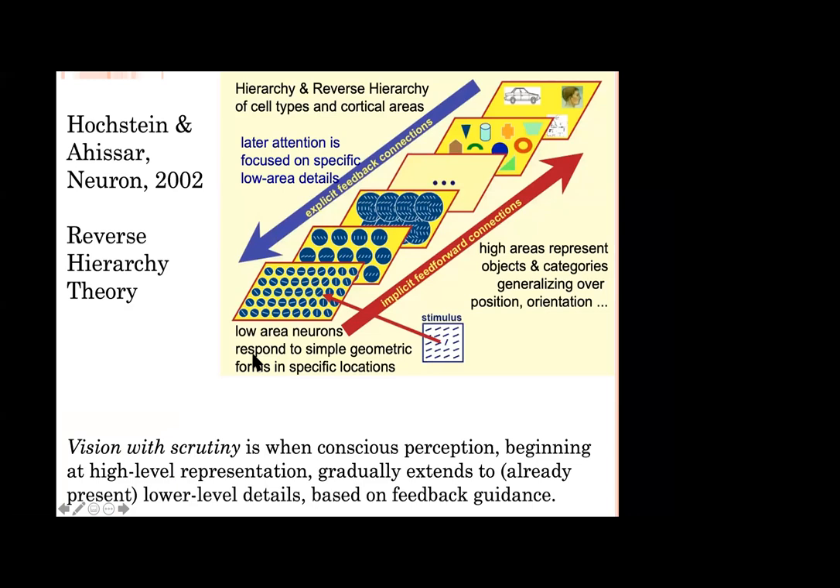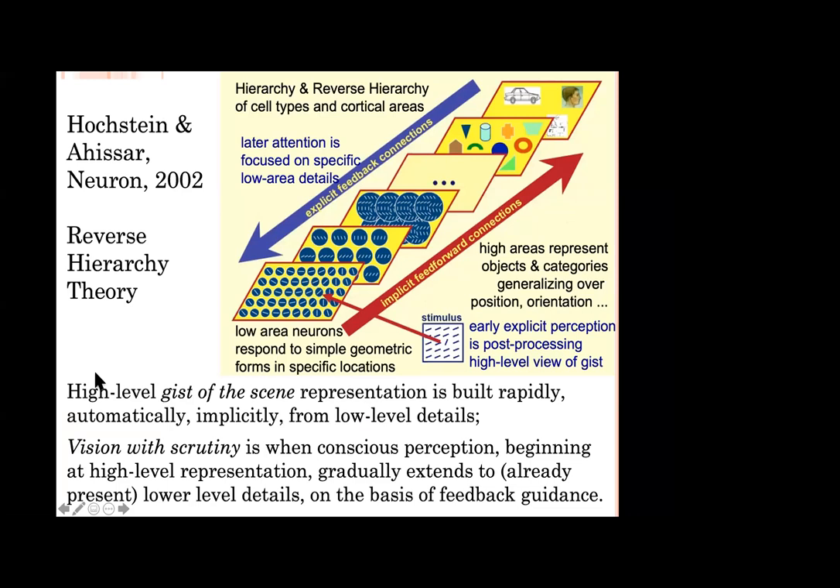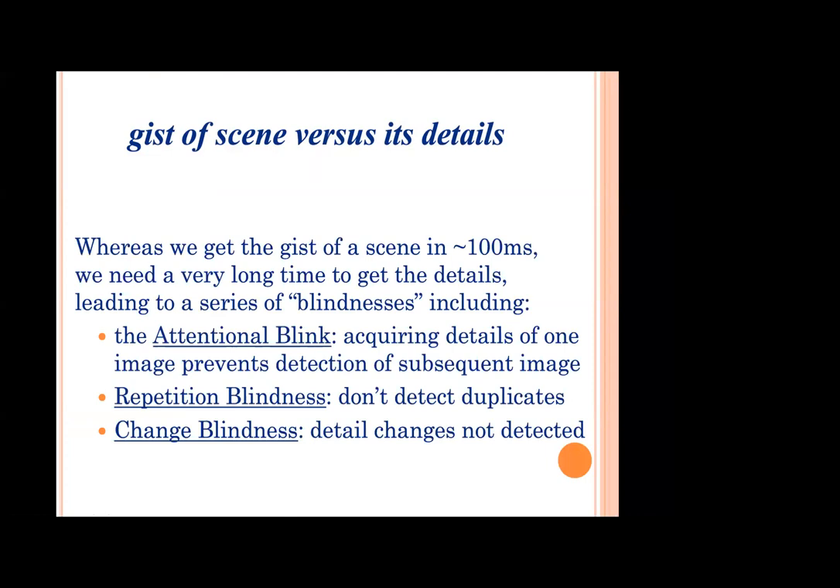Okay, so vision with scrutiny is when conscious perception, beginning at the high level representationally, gradually extends down to lower level details, which are there already. So the gist of the scene versus its details, and since we know the gist first, it leads to a number of blindnesses: attentional blink, repetition blindness, change blindness, and so on, all come from this reverse hierarchy. And I'm going to give you examples.